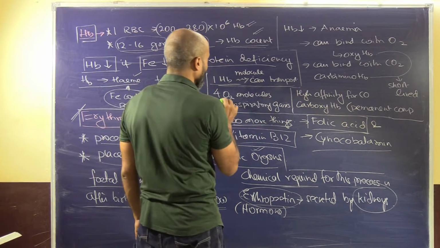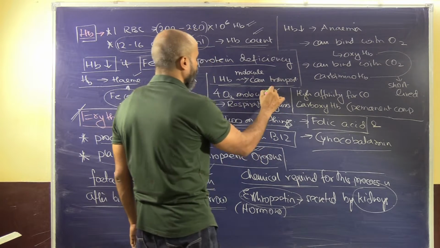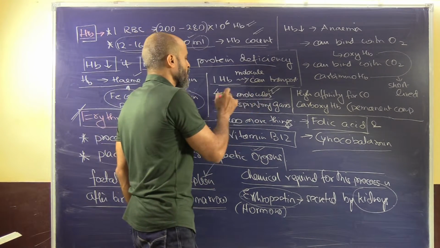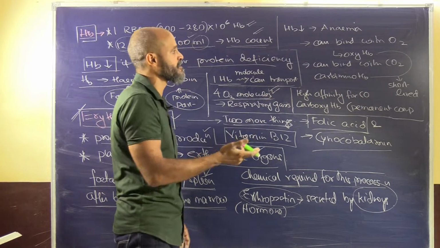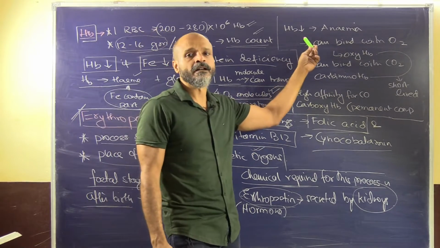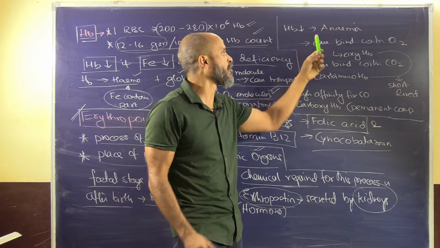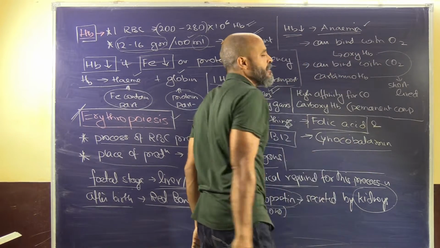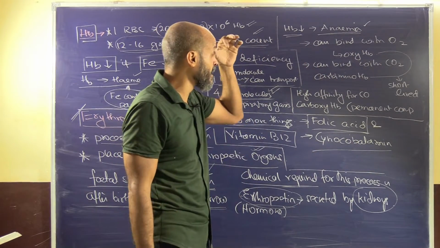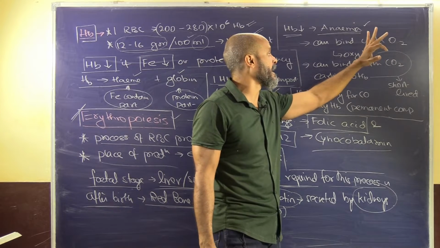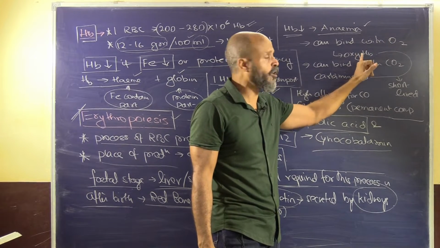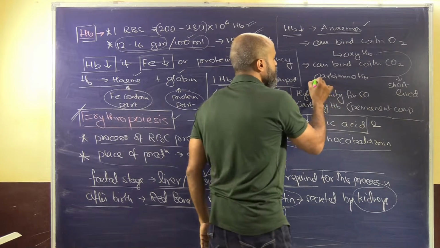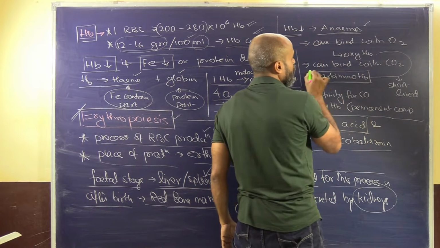One hemoglobin molecule can transport 4 oxygen molecules plus respiratory gases. The absence of hemoglobin or low quantities of hemoglobin leads to anemia. Hemoglobin can bind with oxygen and this is called oxyhemoglobin, and it can bind with carbon dioxide as well, which is known as carbaminohemoglobin.